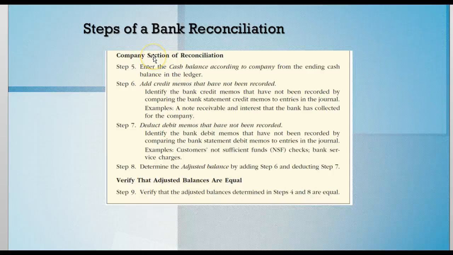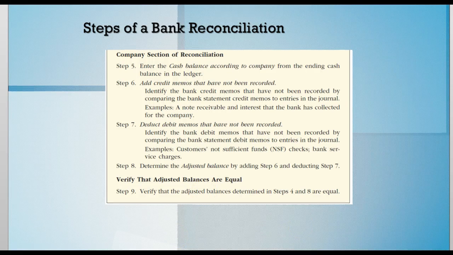Your half, your company half, is you're going to enter your cash balance according to the company checkbook. You're going to add the credits from the bank, such as collecting the accounts receivable. You're going to deduct any charges or fees, and then you'll have the adjusted balance for that. Those two should agree. They have to agree. They have to equal each other.